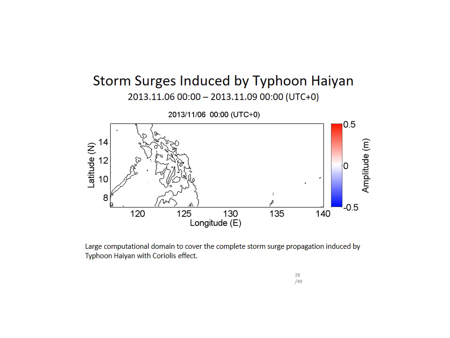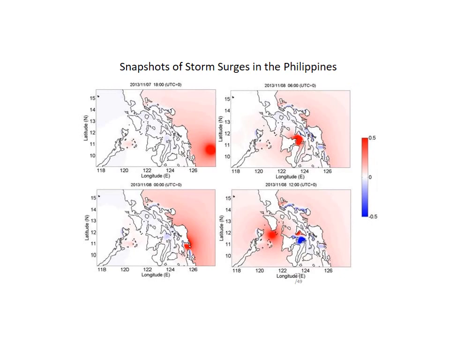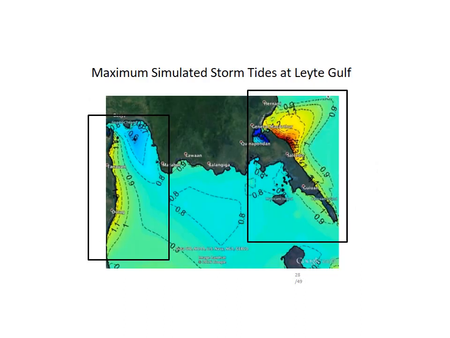We can see the maximum simulated storm tide in the Leyte Gulf because we use the highest fine resolution to study the storm tides there. The maximum storm tide is more than 1 meter. We can simulate it in this part, and also in Tacloban. In these regions, the storm surge is more than 1.2 meters. According to some scientific reports and field surveys, these regions were under the threat of the storm surge induced by Typhoon Yolanda.